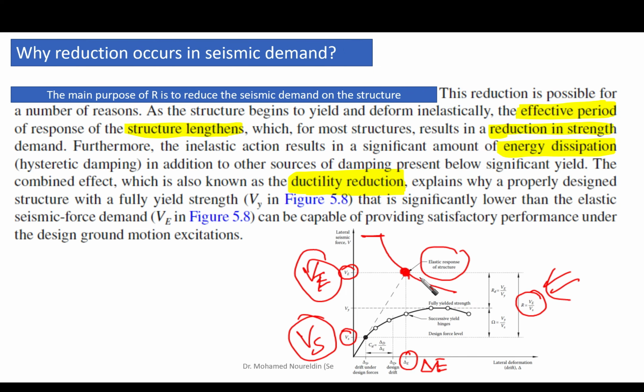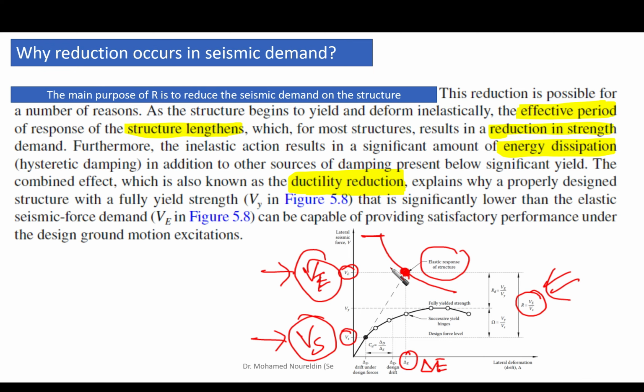It is the ratio between the maximum base shear that could be attained by the elastic system if it behaves unlimited elastically, without a limitation, and the real design force. This is the difference. Here the system is elastic; here it is based on our design. So the main purpose of R is to reduce the seismic demand on the structure. So we need to reduce the seismic demand.